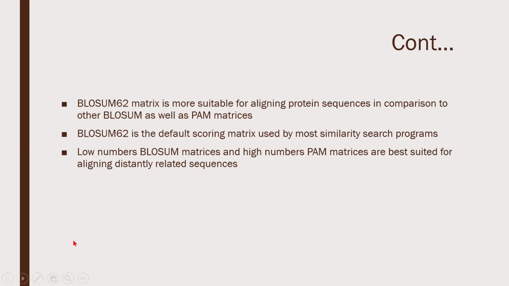That is why BLOSUM 62 is the default scoring matrix which is used by most of the sequence similarity search programs. I hope you remember FASTA and BLAST are the sequence similarity search tools widely used. I think I mentioned this point while we were discussing protein structure methods. So BLOSUM 62 is the default scoring matrix used by most of the sequence similarity search tools like FASTA and BLAST.